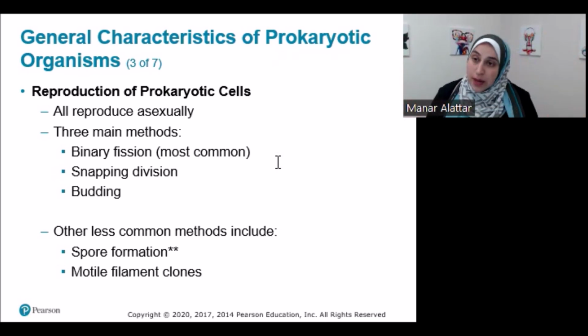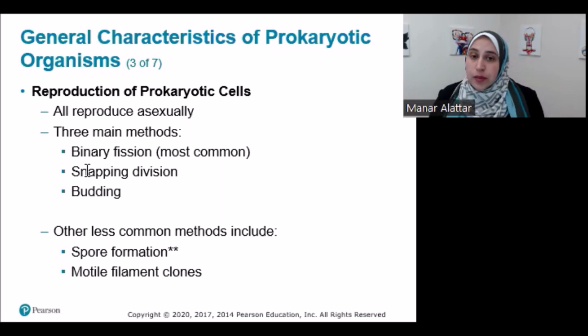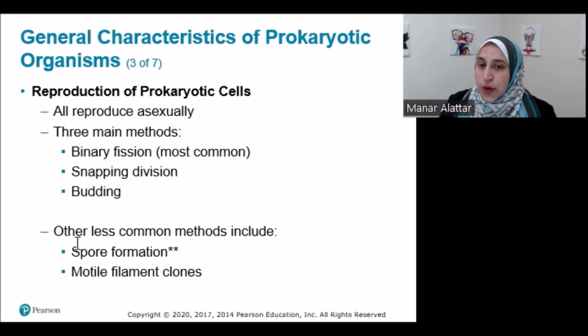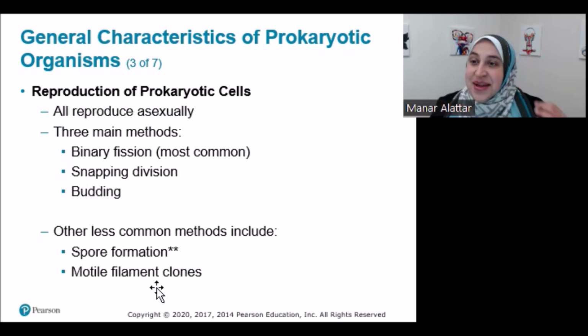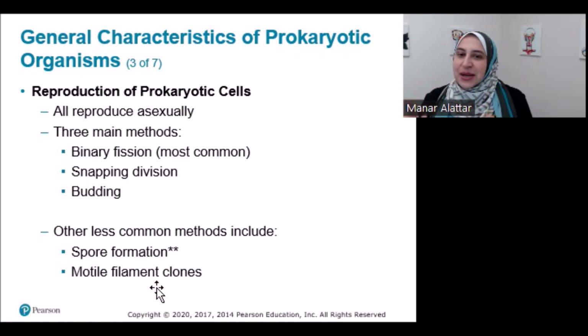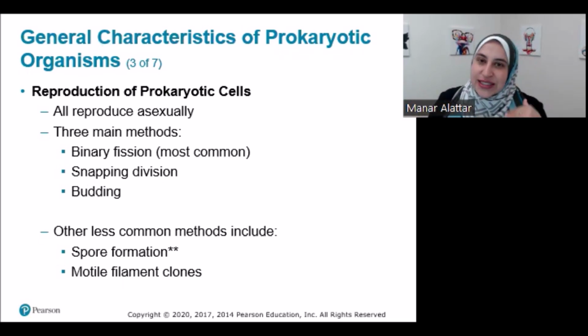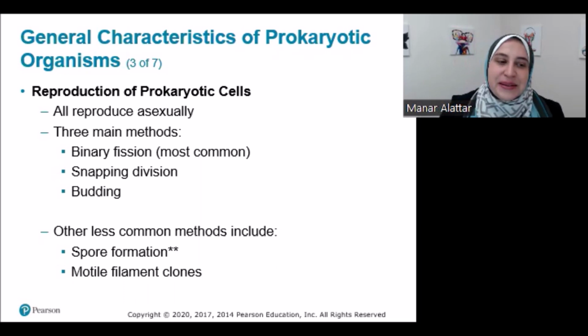But we do have some other types of reproduction that tend to be characteristic to specific categories of microorganisms, and you'll see that as we move into our more specific discussions today. So, for example, snapping division, budding, spore formation, and motile filament clones. These motile filaments are really cool to watch. And so a little bit later on in the presentation, I will talk to you about cyanobacteria, and I'll recommend a short documentary called Pond Life. In that documentary, you can actually see videos of these motile filaments. Very cool. But first, let's go through these modes of reproduction.